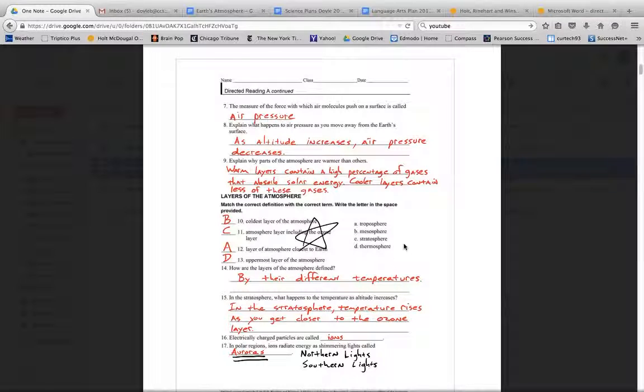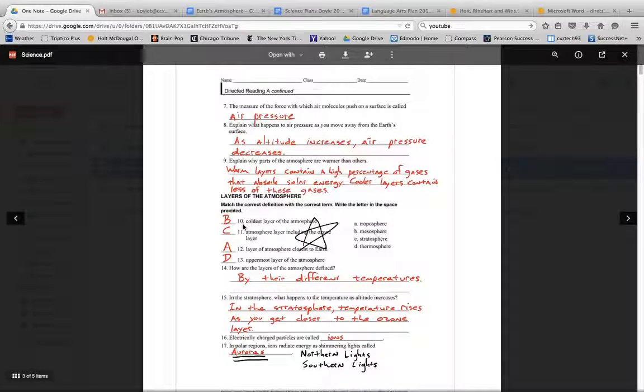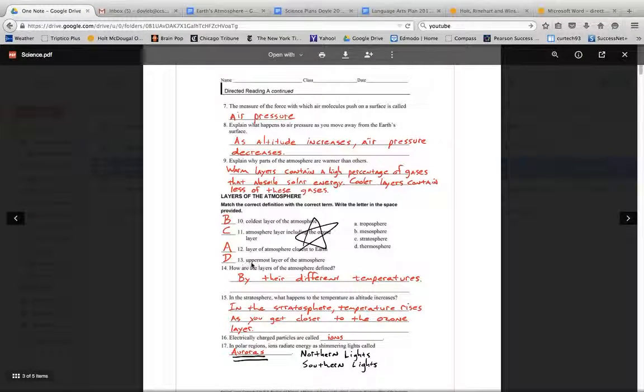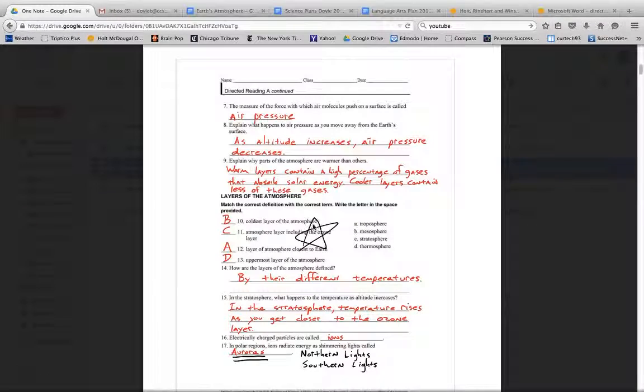All right, now key thing, the 4 layers of the atmosphere. The coldest layer of the atmosphere is B, the mesosphere. 11, the atmosphere layer, including the ozone layer, is C, the stratosphere. 12, layer of the atmosphere closest to the Earth is A, the troposphere. And 13, the uppermost layer of the atmosphere is D, the thermosphere. Those you'll have to know for sure the names of those layers and their descriptions.